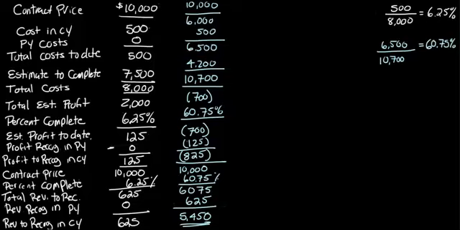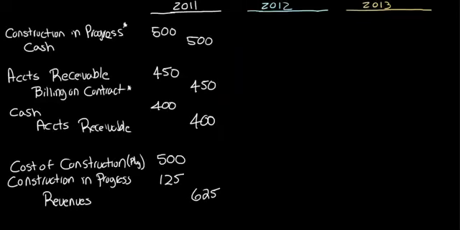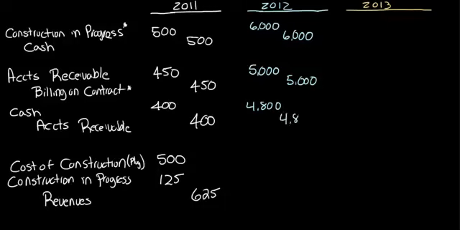First of all, we need to recognize that we have some costs that we're going to recognize in the current year. And again, we're going to assume those were all paid in cash. So our construction progress was $6,000. If you look at the additional information, we had $5,000 we billed on the contract. And again, that's a debit to accounts receivable and a credit to billings on contract. And the customer actually paid us $4,800 on this contract. So we're going to debit cash and credit accounts receivable for $4,800.